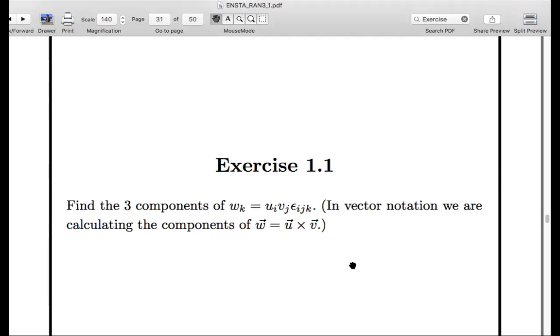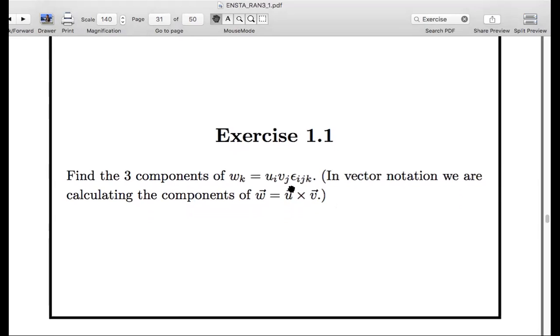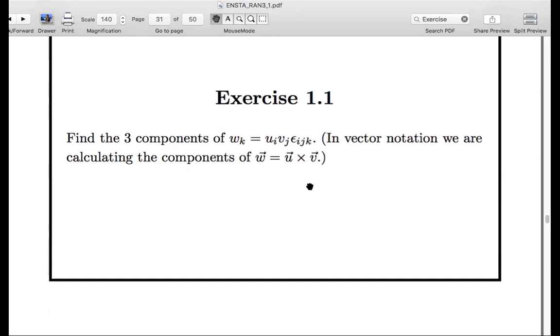Okay, I'm not going to give you the solution today, but I will give you the solution on Thursday. But I'd like you to try and work out the 3 components of the cross product of U and V using the formula I gave you earlier. The epsilon ijk is +1 when ijk are an even permutation, and -1 when it's an odd permutation, and it equals 0 when any 2 of the indices are equal. So if i equals j, it's 0. If j equals k, it's 0. So try and work that through.